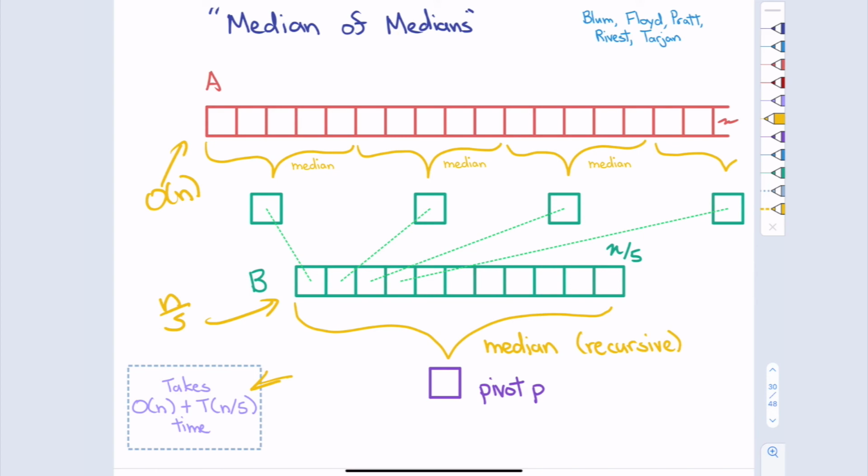Yeah. No, you have to sort it. So you have to sort the B. No, you don't have to sort B. I'm recursively finding the median out of B. I'm not sorting B. In the proof, I sorted B just so I can visually show you 3n over 10.